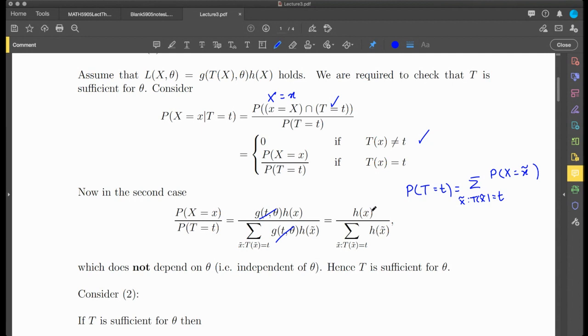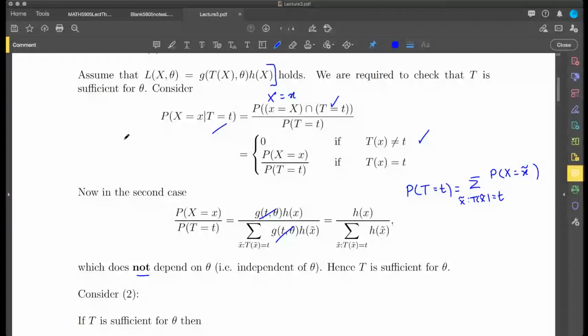But guess what? There's no theta in any of these expressions. Remember, h is free of theta in the top and the bottom. And so it does not depend on theta, i.e. it's independent of theta, and hence T is sufficient for theta. So what we showed is that if I could write my likelihood in this form, then this conditional probability doesn't depend on theta, and hence T must be sufficient for theta.